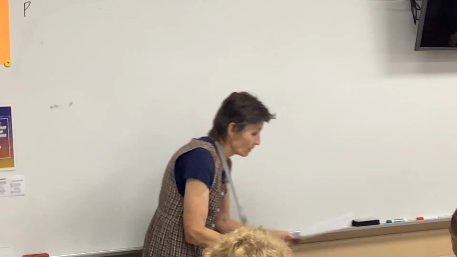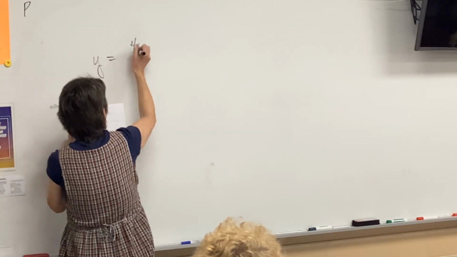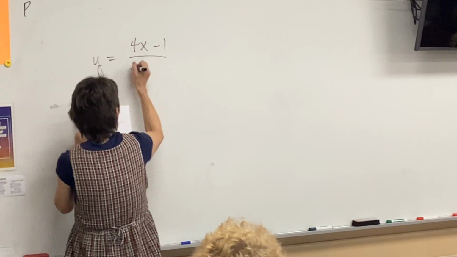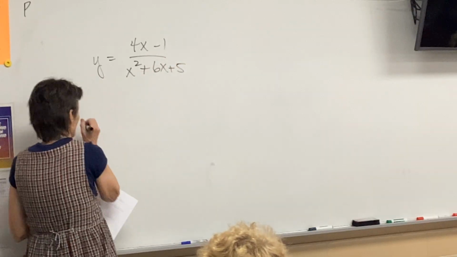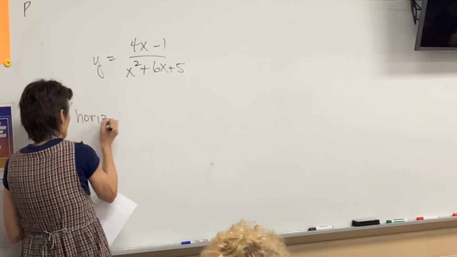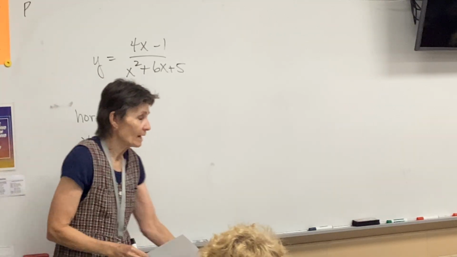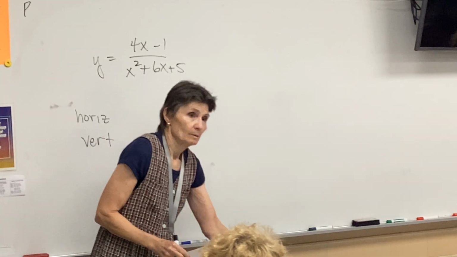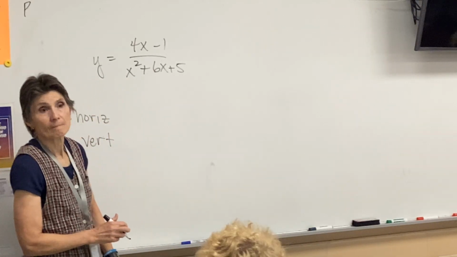Number 1, find all of the asymptotes. So what kind of asymptotes do we have? We have horizontal and we have vertical. Who remembers anything about how to find either one? We find them differently. Kyle? You box up the X's.